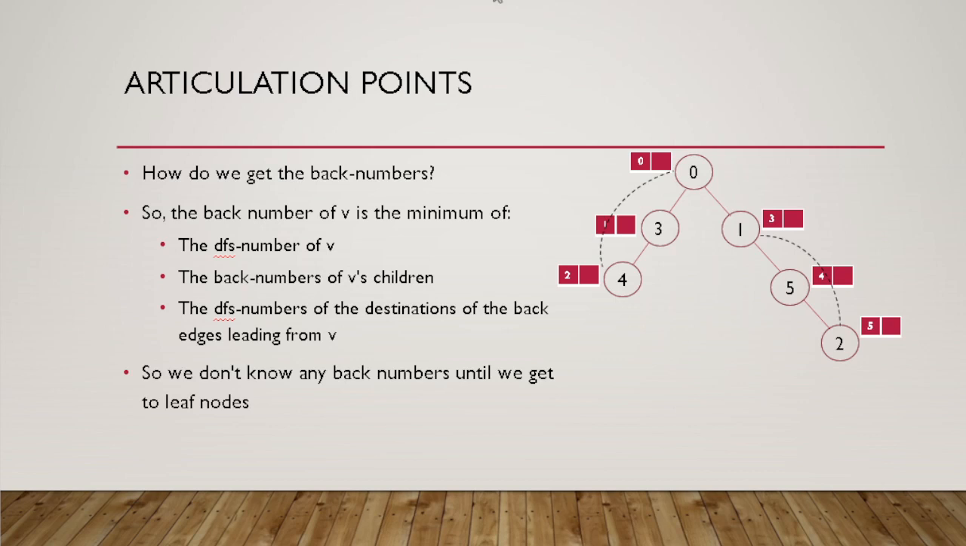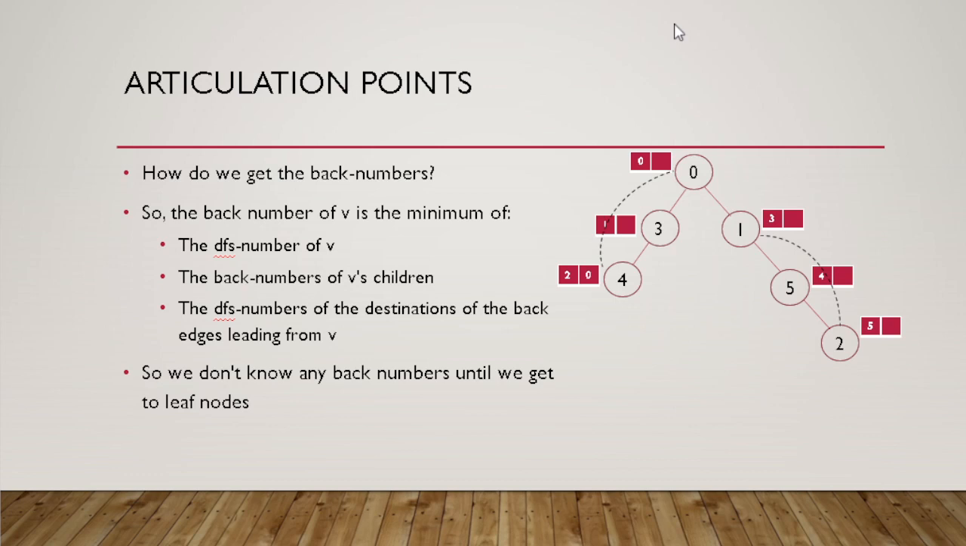When we're trying to figure out the back number of 0, for instance, what is the back number of 0? Well, it's the minimum of the DFS number of 0, which is 0, the back numbers of V's children, which we don't know, and the DFS numbers of the destinations of the back edges leading from V. It doesn't have any back edges, so that's fine. So that means it's the minimum of 0 and some unknown numbers. And we can't possibly find that minimum, right? So that means we can't actually find any back numbers until we get to the leaf nodes, because those don't have any children, so we can figure out their back numbers.